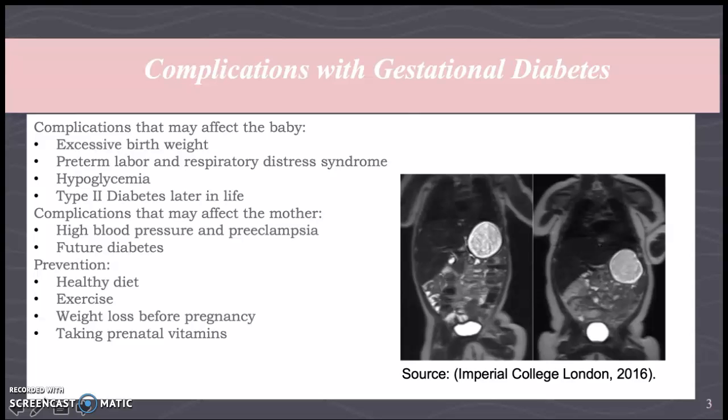So common prevention is usually a healthy diet, exercise, weight loss before pregnancy, and taking prenatal vitamins. And this picture describes a complication that may affect the baby, which is excessive birth weight. On the left, you see a normal baby, and on the right, you see a baby whose mother had gestational diabetes, and you can see the white that lines the outside, which is actually fat. So you can see they have more excessive fat.